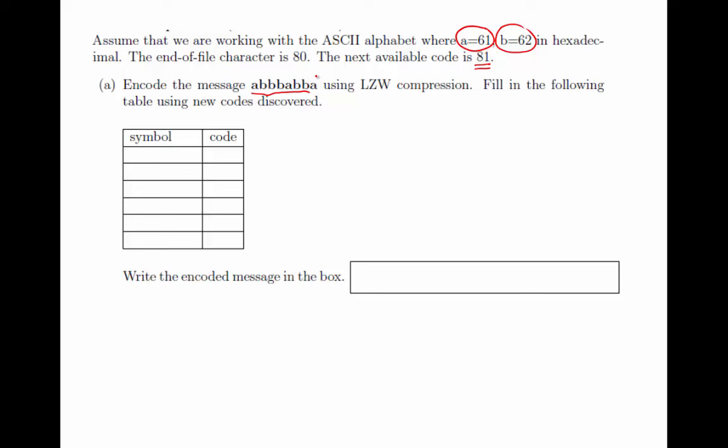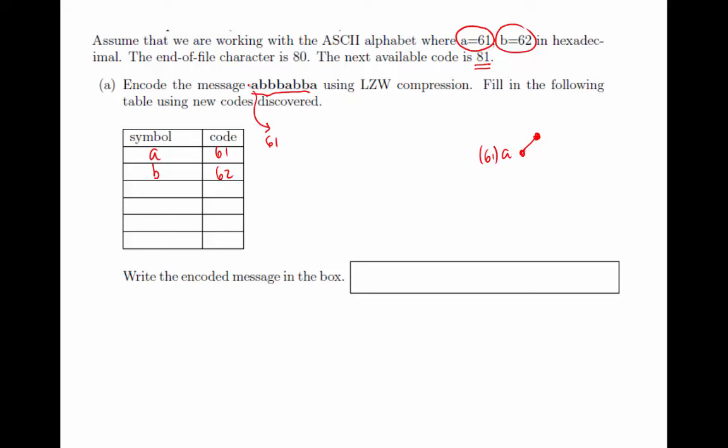So how do we do that? First of all, we're going to write the symbols we know, AB. We have 61 and 62. So we can start encoding things. So A is going to be 61. And what I'm going to do is show you the trie that I'm going to build as I do this. So here's A and here's 61.